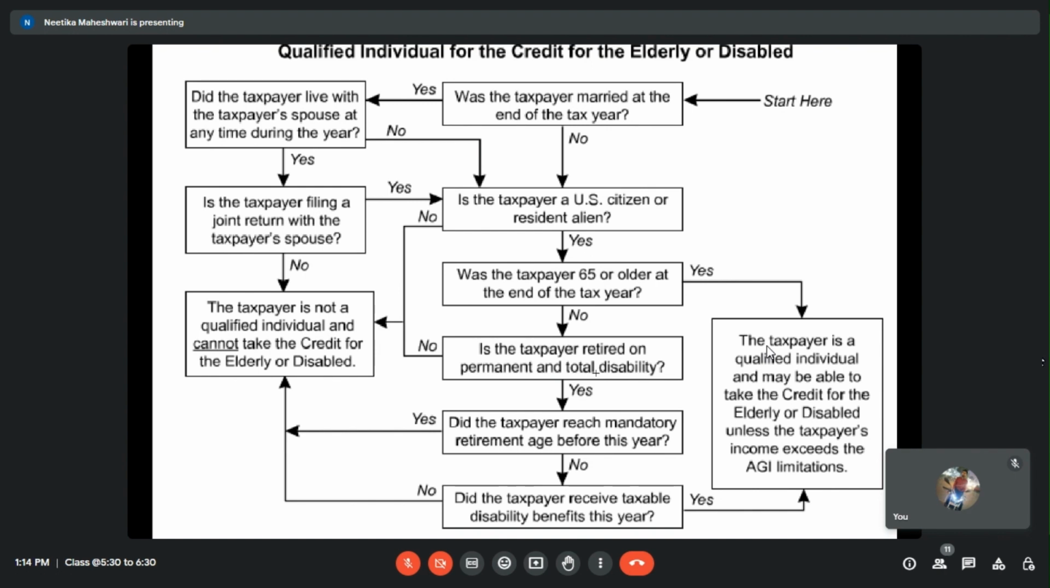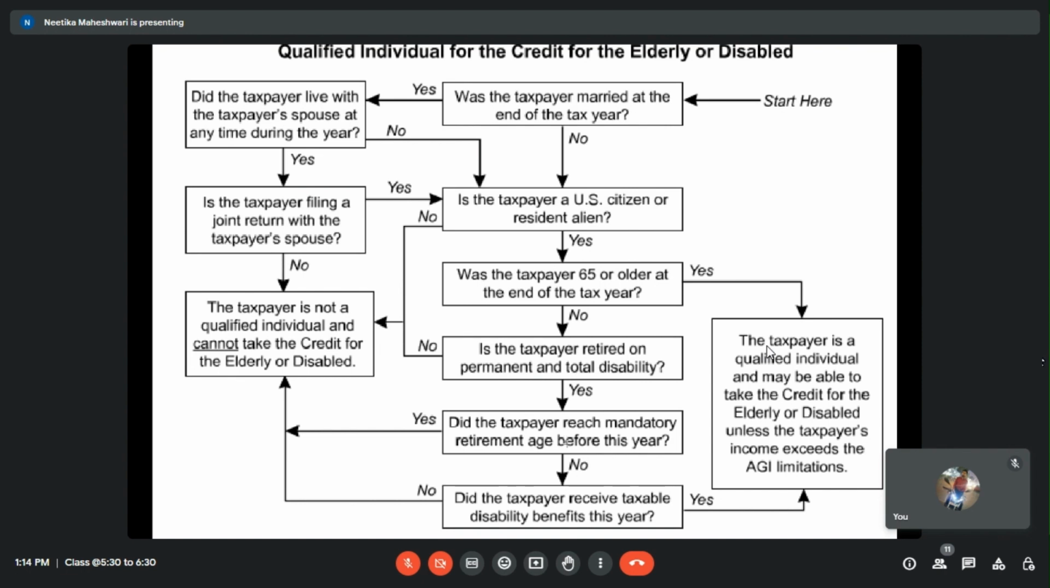There can be people who are temporarily disabled. Maybe they got into an accident, they have their leg or hand fractured or something, they're on the bed for a few months, but that's called temporary disability. It has to be permanent. Yes, then did the taxpayer reach mandatory retirement age before this year? Even if the person is permanently and totally disabled, still we need to see if this year the taxpayer is reaching the age of retirement.